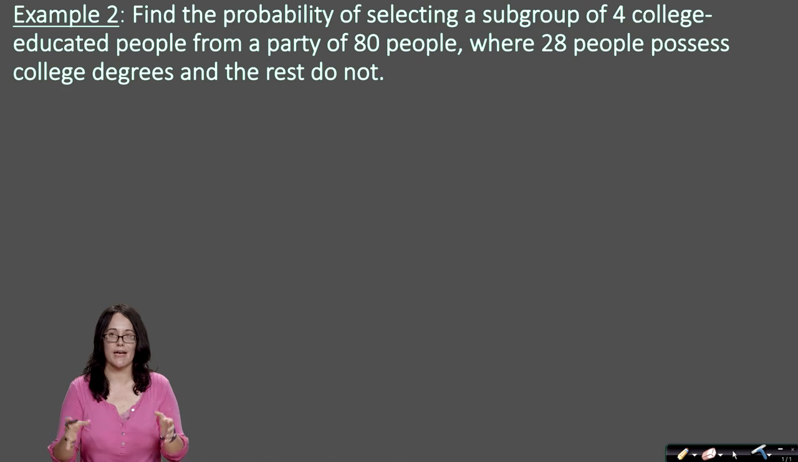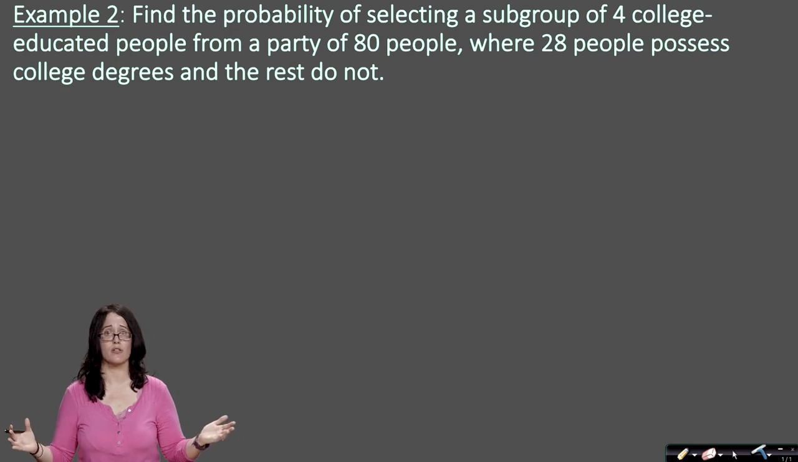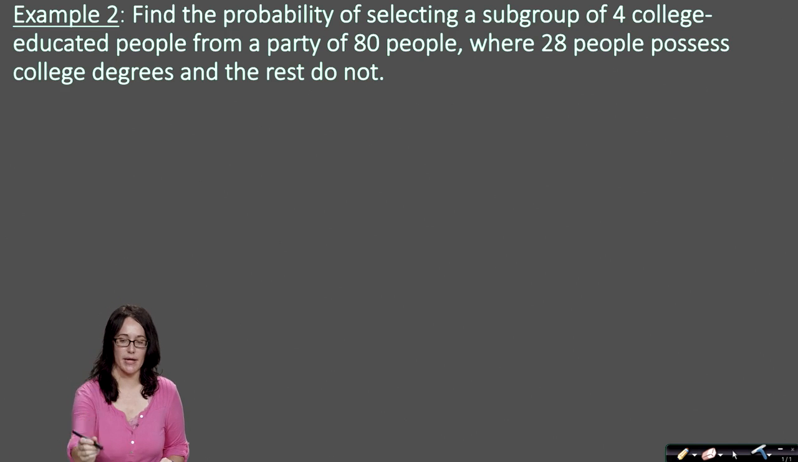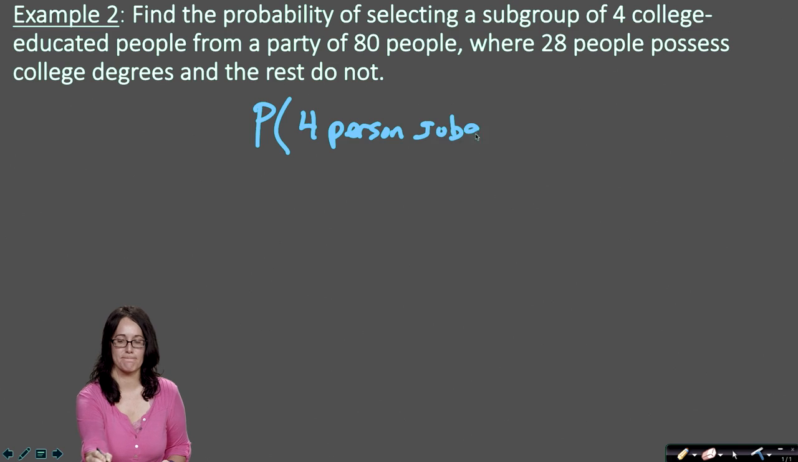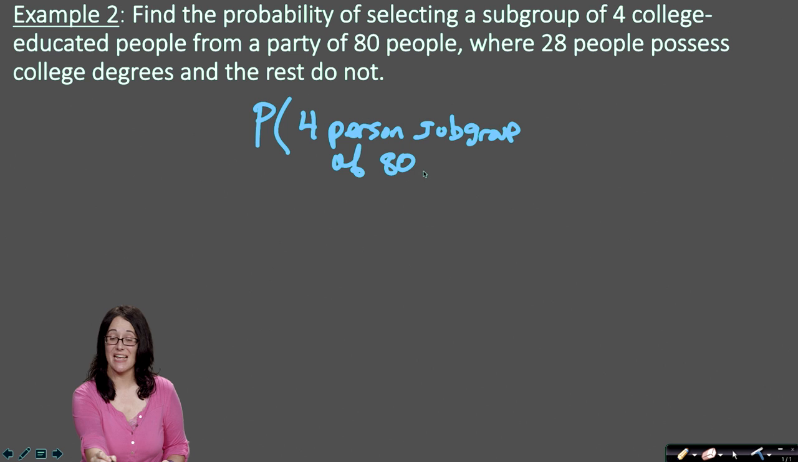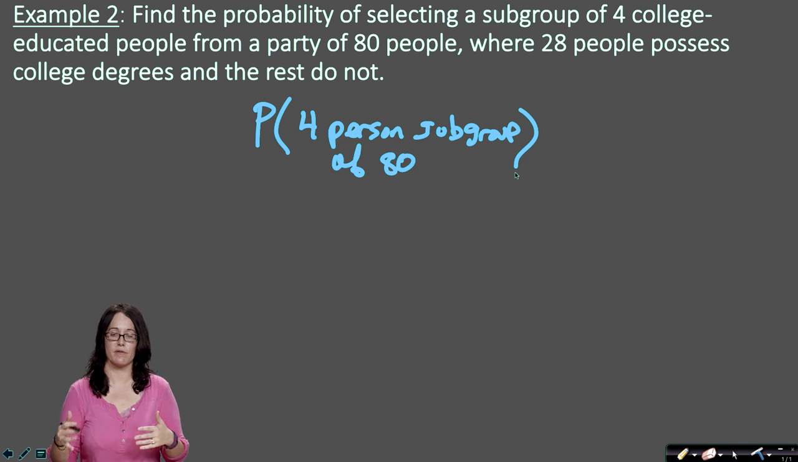So if you know a certain breakdown, whatever characteristic you're interested in, maybe these people have a certain type of car, or they like a certain type of food, we're just saying what's the likelihood that you select from this bigger group of people 4 people, and all 4 people are from this category. That's all we're saying. Okay, so let's think about what this would look like. Probability, okay, of doing what? Of selecting a 4-person subgroup from a party of 80 people. But in this subgroup, we want all 4 of them to be from this college-educated group, this characteristic.